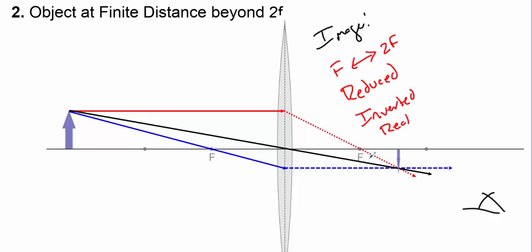This, believe it or not, is more or less how we see anything. Our eyes actually utilize this case. This is how we detect most images, because the object is a finite distance outside of 2f, and those rays will converge in the back of our eyeball. And we'll get into all that stuff at a different point in time, but this is what's happening.